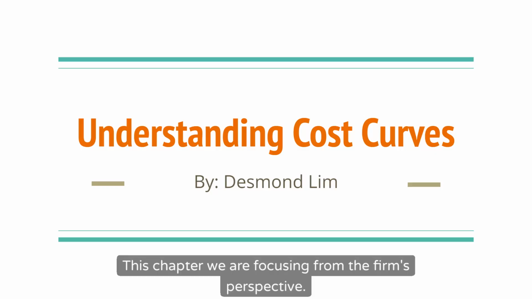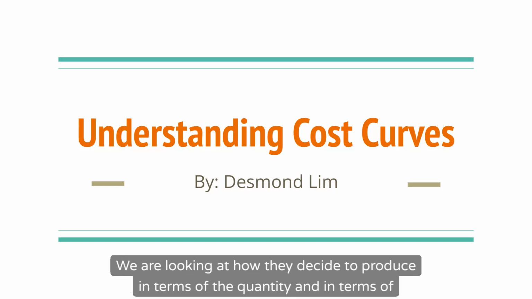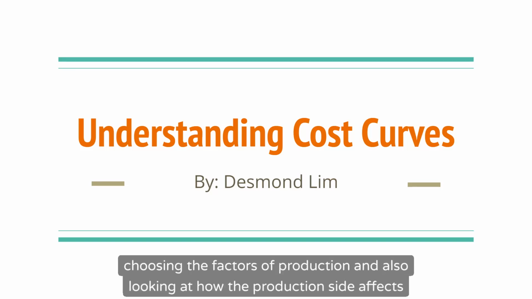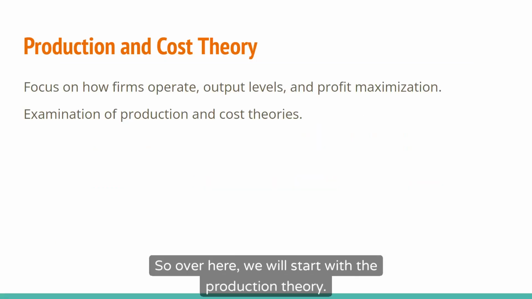This chapter, we are focusing from the firm's perspective. We are looking at how they decide to produce in terms of the quantity and in terms of choosing the factors of production, and also looking at how the production side affects the cost. So over here, we will start with the production theory.